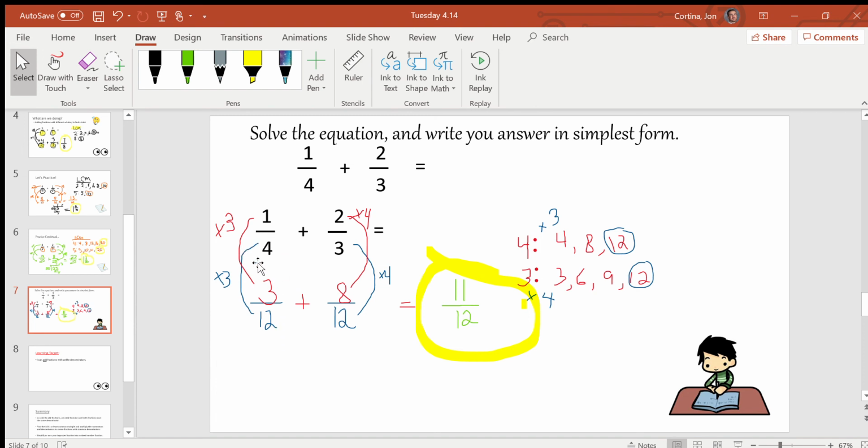We had to change the denominator to 12 because it's the least common multiple. And then whatever we do to the bottom, multiply by 3, we do to the top. So 1/4 is equivalent to 3/12, and 2/3 is equivalent to 8/12. And we add across the top. 3 plus 8 is 11. Bring the 12 over, and you can't reduce that into lower terms. It's a proper fraction, so that is our answer, 11/12.